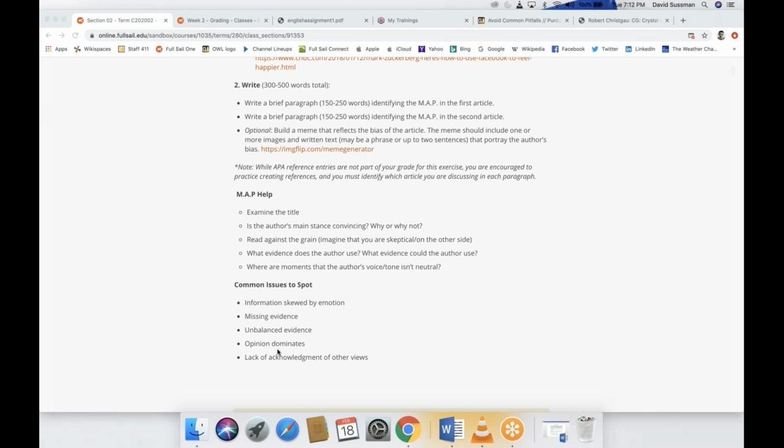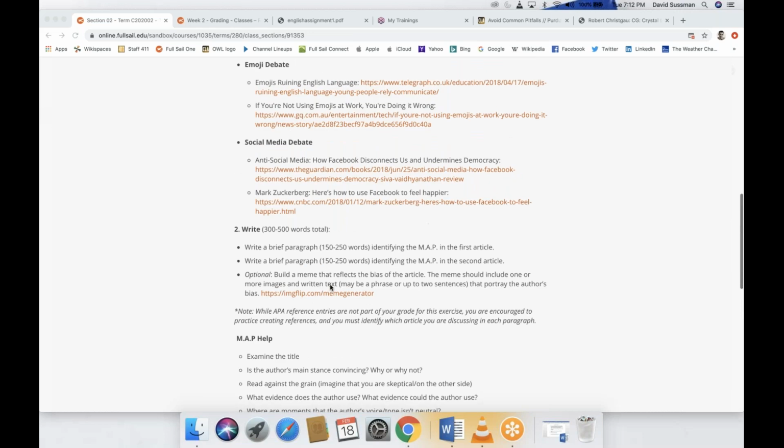Articles where you think opinion is dominating far too much. Opinion is great. We can write from opinion. But is it overwhelming the article to such a point where they should be folding in facts, research, or this lack of acknowledgement of other views, right? Usually it's typical that you do acknowledge, you anticipate what people are going to say. So if you're anti-social media, you're sort of ready for what people are going to say and address those things.